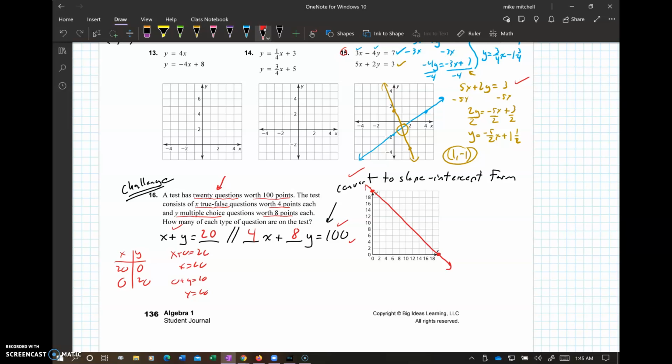See where the intersection is. It will be hard to read the intersection. It might be a little bit off, but it should be pretty close to our answer.